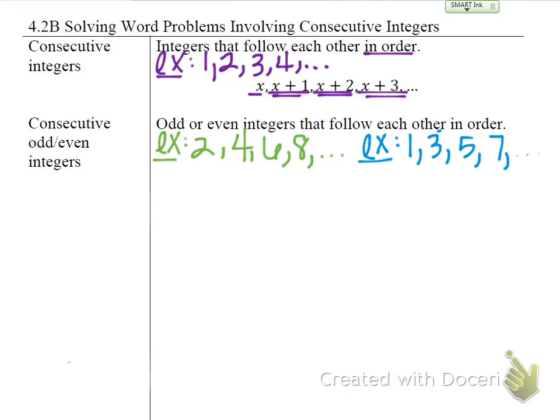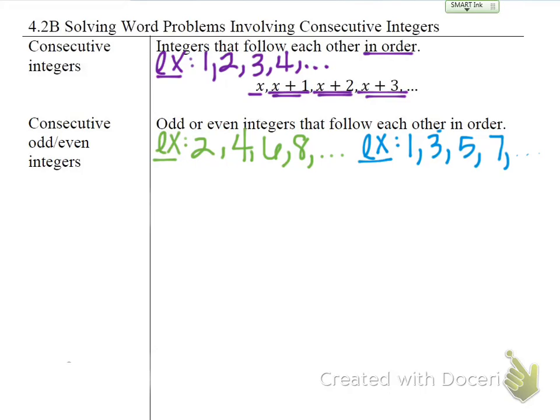How do I get from 1 to 7? Add 6. So I add 2, add 4, add 6. So it doesn't matter if they're consecutive odd or consecutive even. You're still adding 2 each time because you're always having to skip over the odd or the even number that comes right after it, okay?